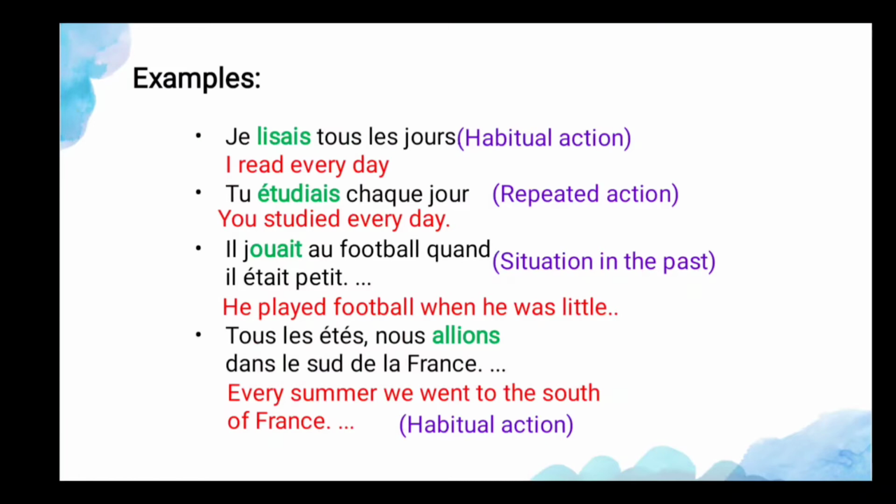That repeated action. And il jouait au football quand il était petit. Situation in the past. So he played football. That he played football means what? That action happened in the past. So when he was little. And next is tous les étés, nous allions dans le sud de la France. So every summer we went to the south of France. That is habitual action. For this purpose only we can use the imperfect tense.